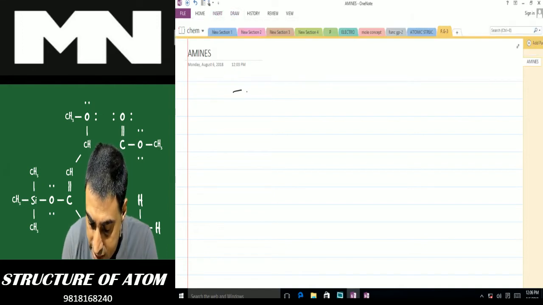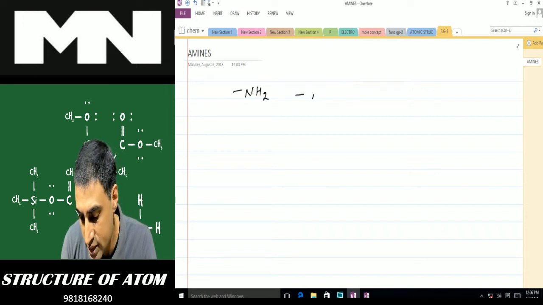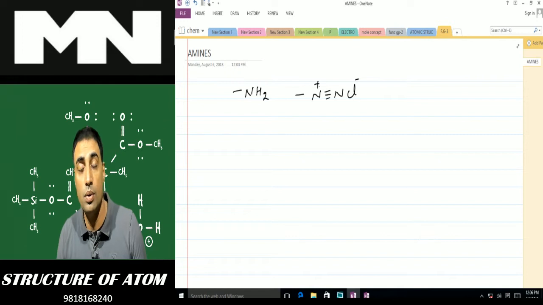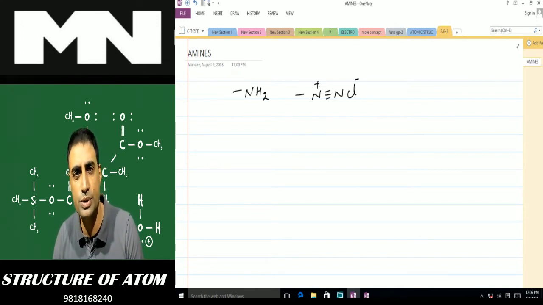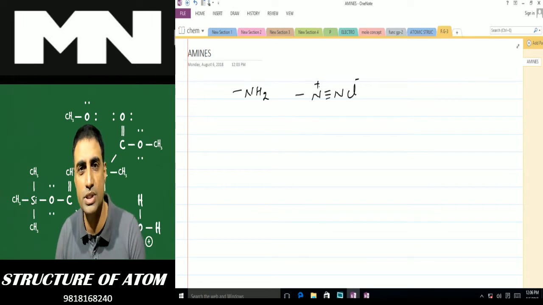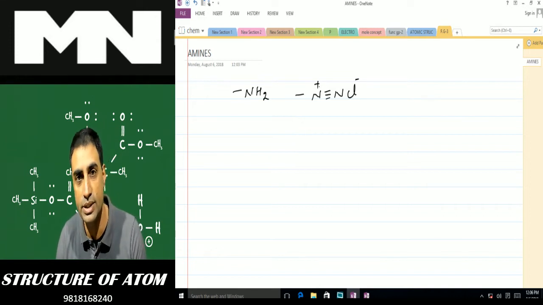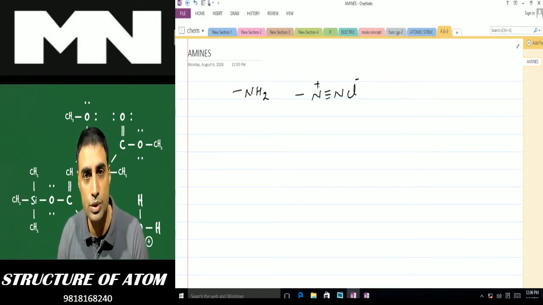We'll see amines, that is RNH2 compounds. We'll study about diazonium salts. These are the two parts which you are going to study in your 12th standard. Otherwise, in functional group 3, we generally have amines, diazonium salts, nitro compounds, cyanides, isocyanides. So we'll stick to these two things.